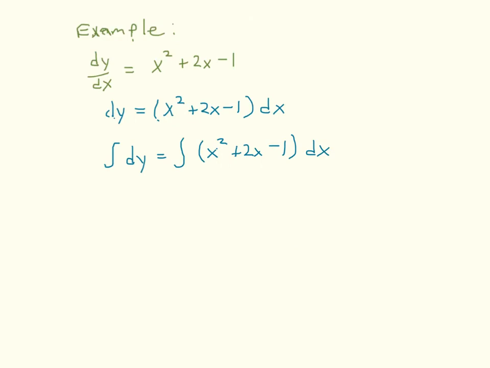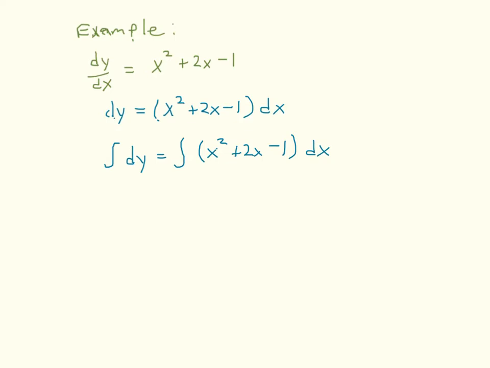Let's look at another example here. In this case, I have dy dx equals x squared plus 2x minus 1. So the first thing I want to do is write that in its differential form. To do that, I just multiply both sides of this equation by dx. When I do that, I'll get dy equals x squared plus 2x minus 1 dx. And then the next thing I'll do is take the indefinite integral of both sides. So I have the integral of dy equals the integral of x squared plus 2x minus 1 dx.